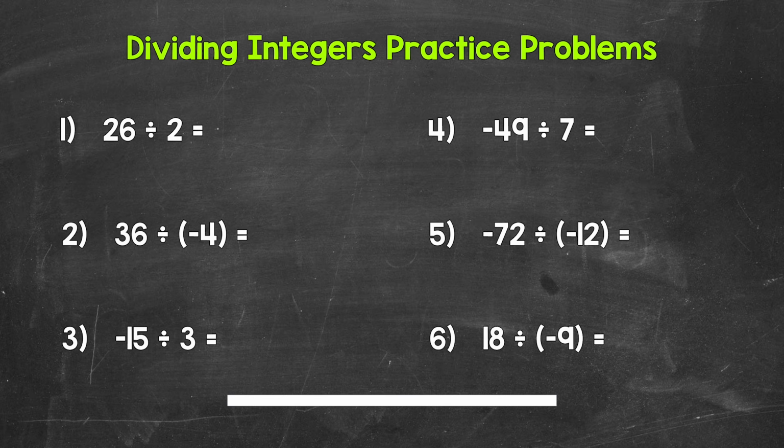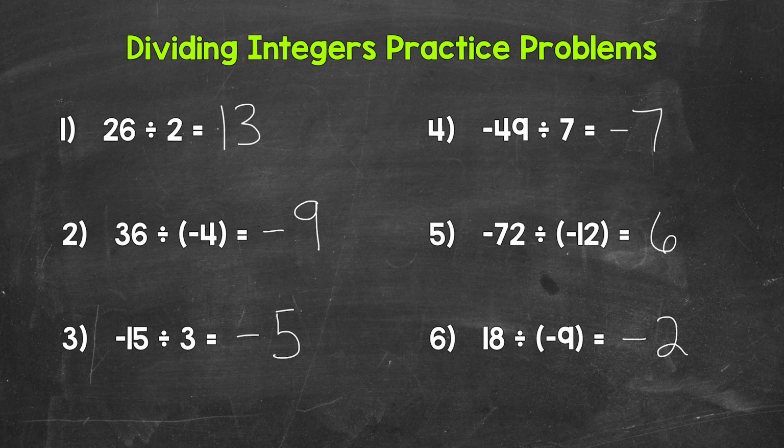Okay, so that was 3 minutes. Let's go over the answers. So here are our answers. For number 1, we should have 13. For number 2, -9. For number 3, -5. For number 4, -7. For number 5, 6. And then lastly, for number 6, -2.